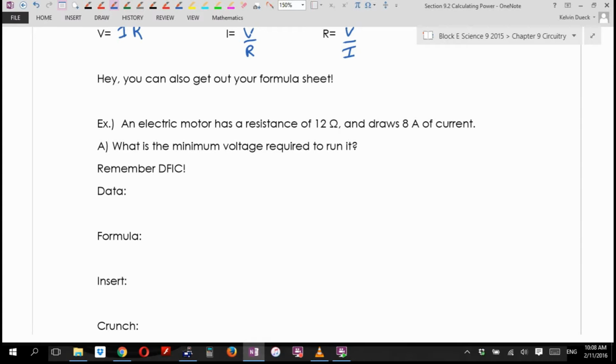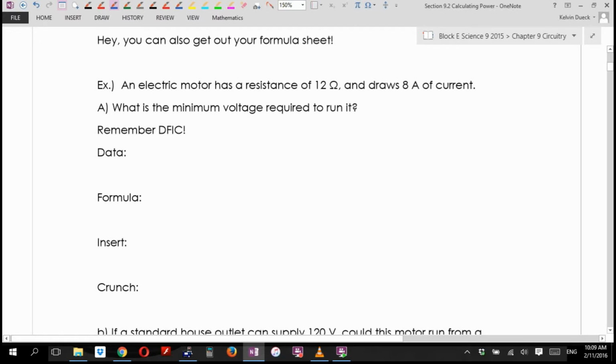So I gave you this acronym last class, but we're going to formalize it. The acronym that I use, Brady, is something that I call DFIC. I stole this from another teacher, where D stands for list your data, F stands for find a formula, I stands for insert the numbers, and C stands for calculate, or I usually just say crunch the answer because that's just a mathy term. So you ready?